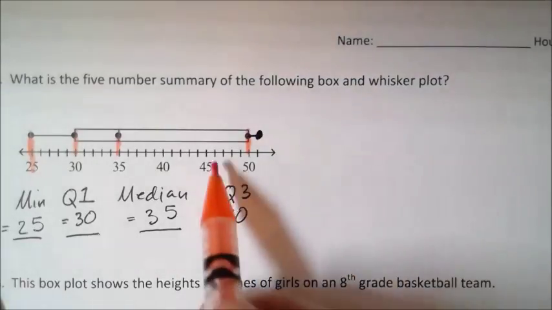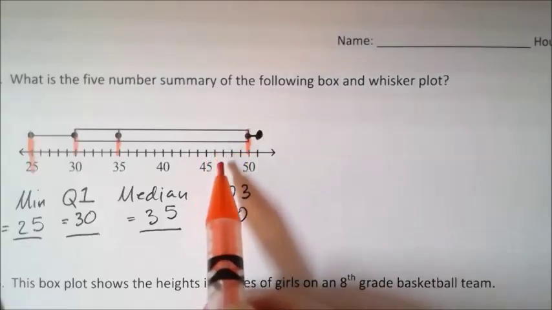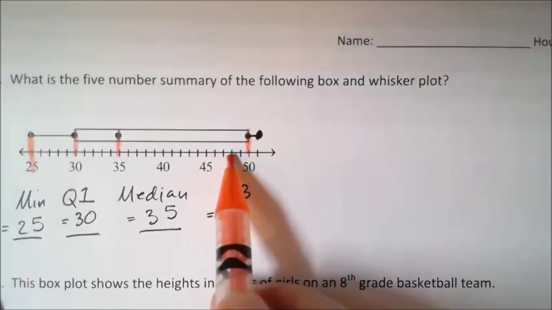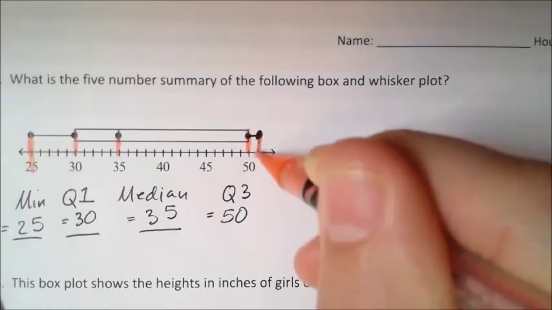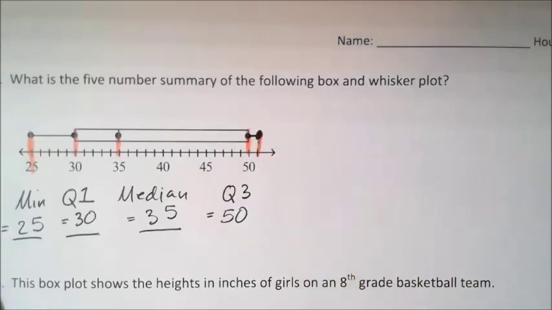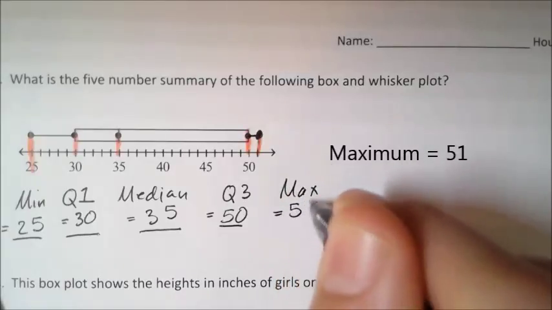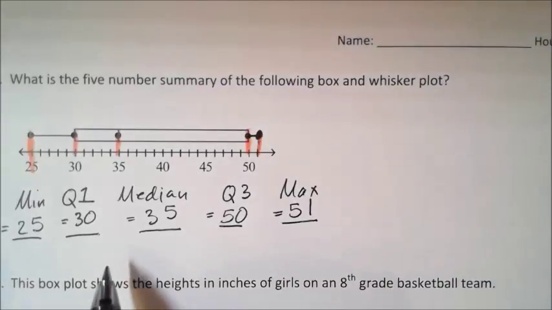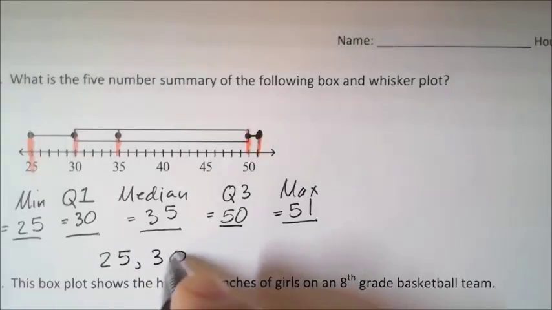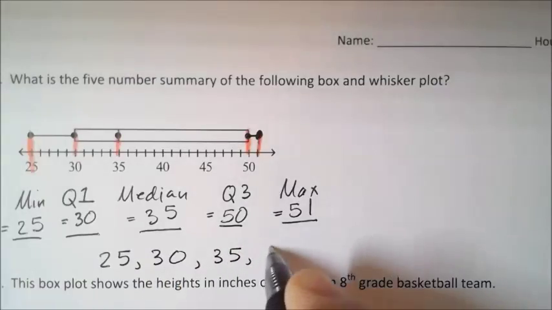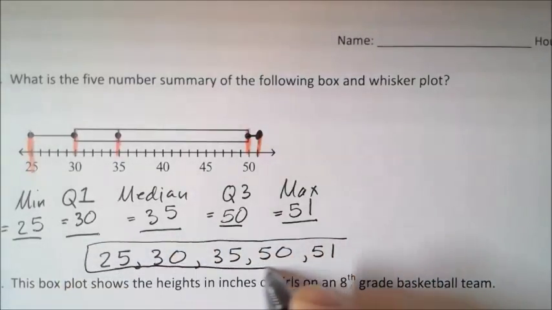Now if we notice, we have 1, 2, 3, 4, 5, so each one of these represents one unit. This is 45, 46, 47, 48, 49, and 50. So if this last point that I just made was my maximum, that would hit one point after 50, which would be 51. So therefore my max would be equal to 51. And that's my 5-number summary. If I were to rewrite this nice and neat, I could just say 25, 30, 35, 50, 51. And there's my 5-number summary.